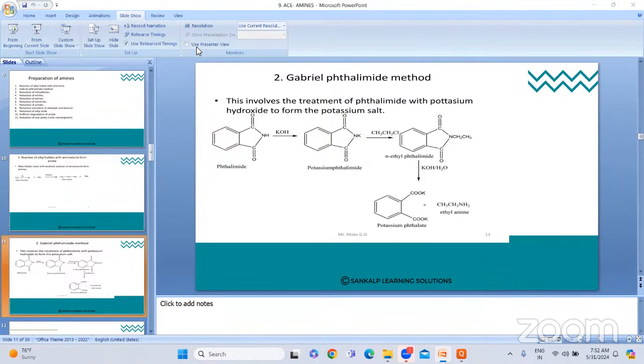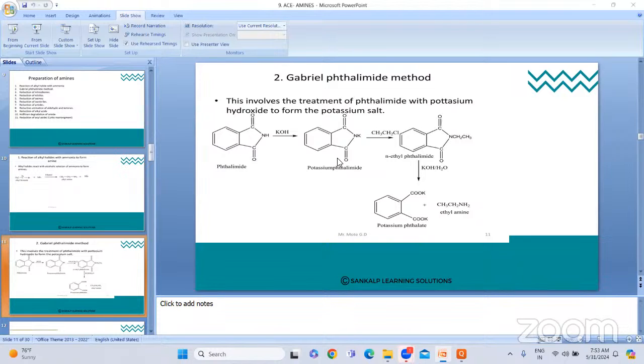Gabriel phthalimide synthesis is a method of preparation of amines where we can prepare primary amines, right? So, what is our starting reactant? We are going to take phthalimide, and treat it with alcoholic KOH. We get potassium phthalimide, a potassium salt. Then we react it with alkyl halide.